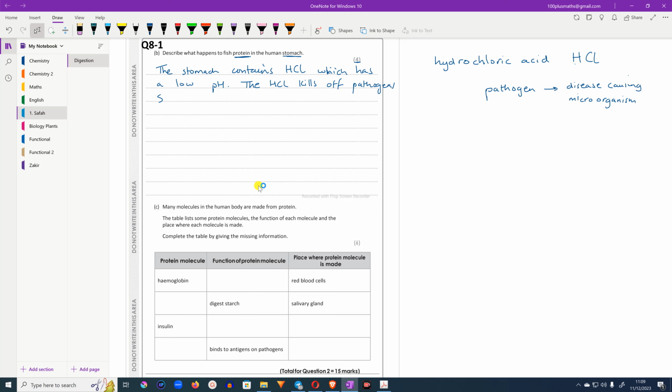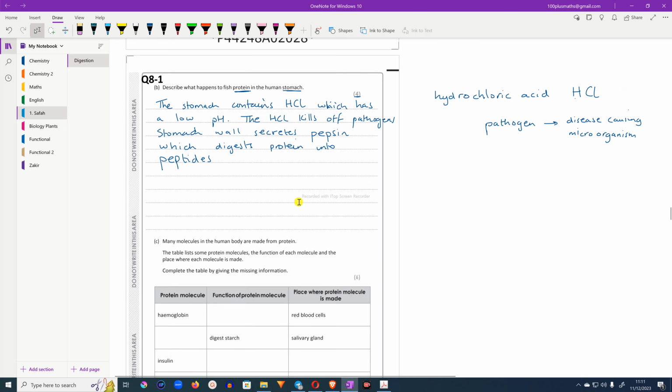Okay, and then the stomach wall secretes. What does it secrete? It secretes pepsin, which digests protein into peptides. You can also put amino acids, but we'll leave it like that. Right.